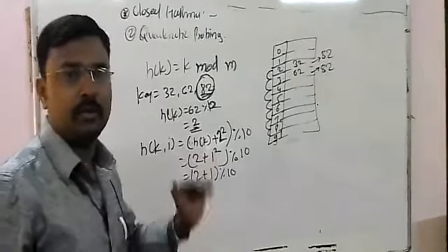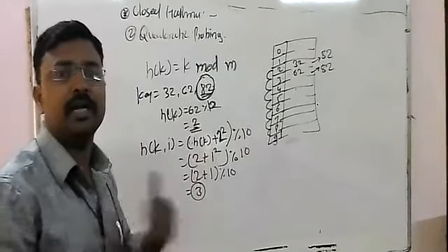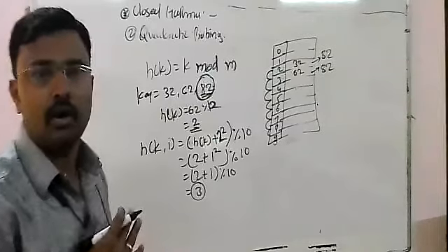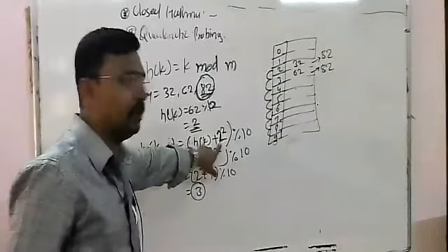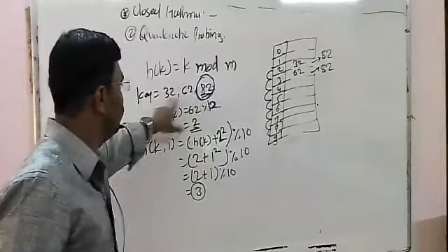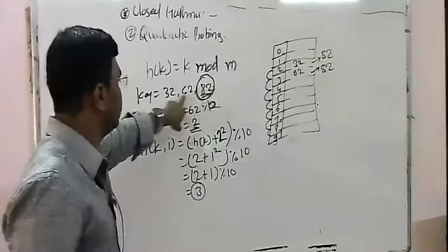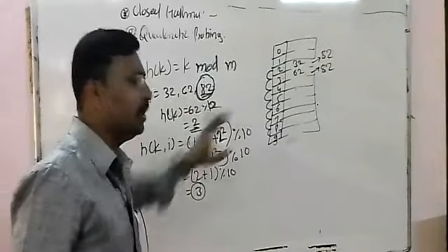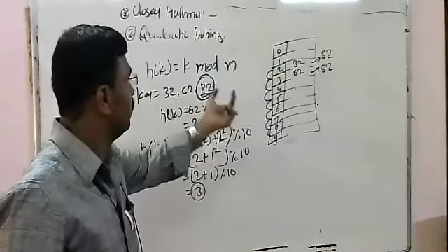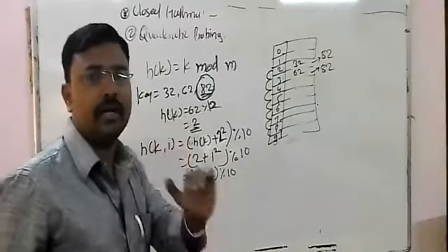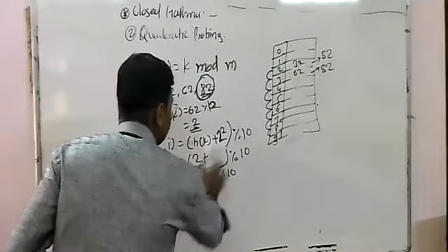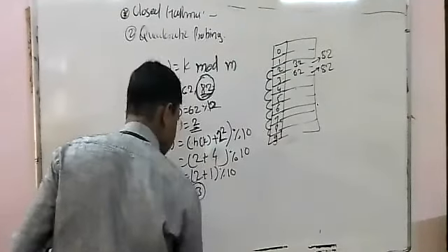See, how to calculate the probe number? How many times a collision occurs is nothing but the probe number. For 32, it is already stored. For 62, it occurred only one time, so we have done 1 square. For 82, it is occurring 2 times. So what we have done? 2 square, 2 square is 4.